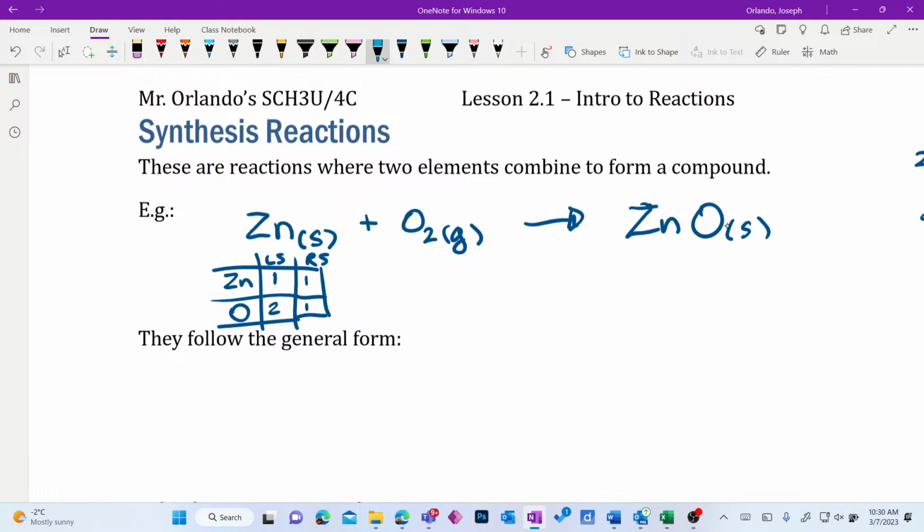So the only thing I can do if I want to double up the amount of oxygen I have is do what? I can put 2 in front. That makes this into a 2. But what else does it change? The zinc, which means I have to do what? It means I need to put a 2 over here as well, and now we're balanced.